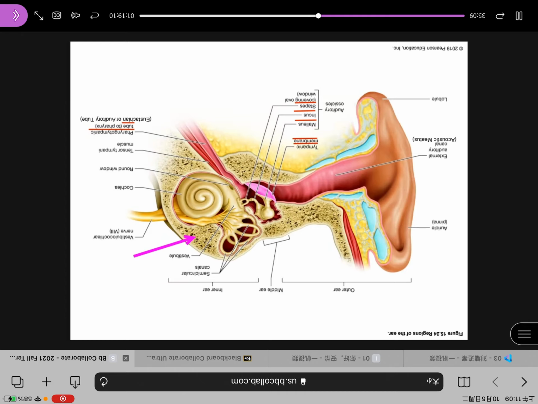Anyway, what we want to focus on, though, is the inner ear. Okay, so let's look at the inner ear. Now, you see that the inner ear has some interesting parts. A part that looks like a snail, right here.